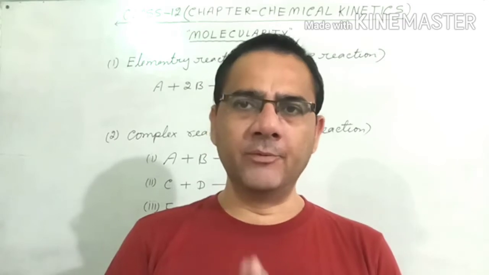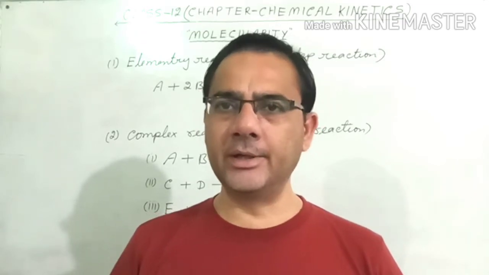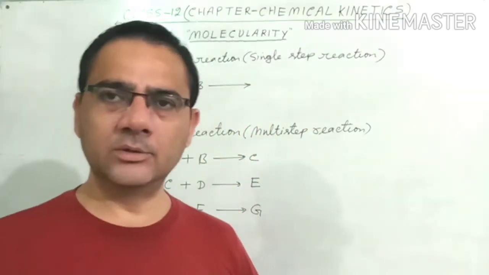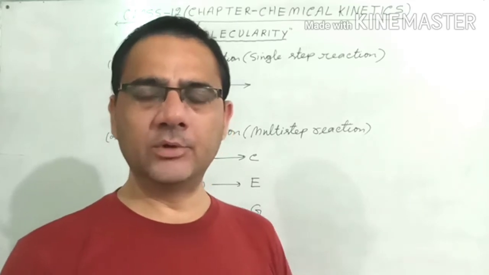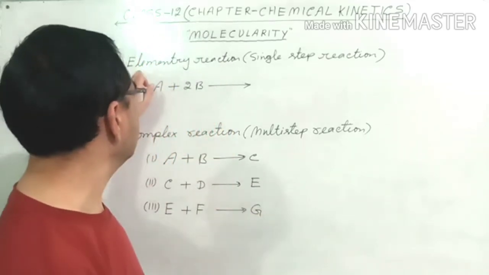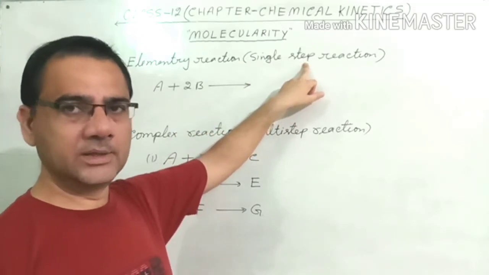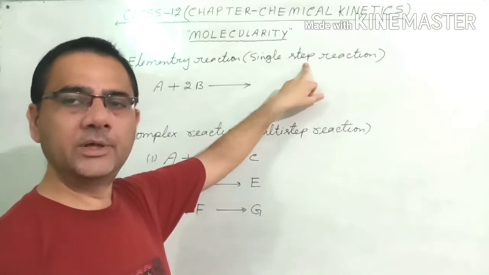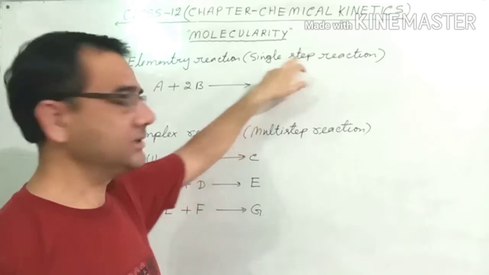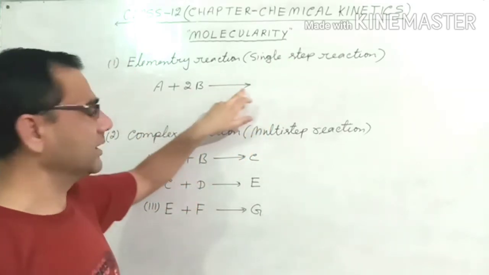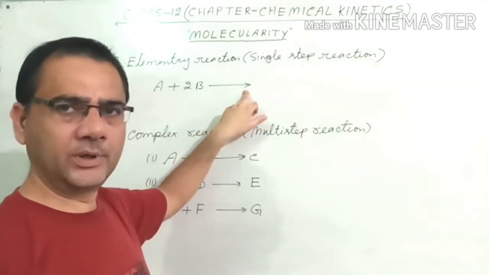Now before defining this molecularity in detail, first you see two types of reaction which I have already told you. Reactions are of two types. The first type of reaction is called the elementary reaction. It is also called a single step reaction. Single step reactions are those reactions which occur in a single step. For example, A plus 2B gives the product.